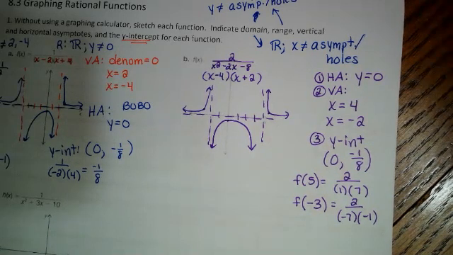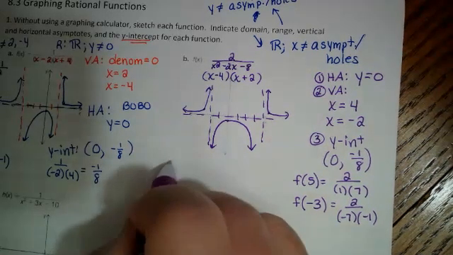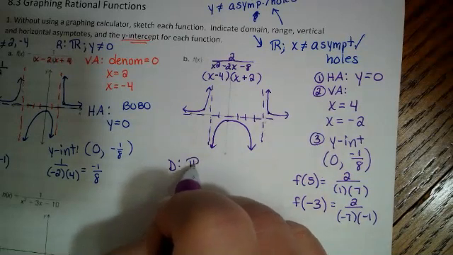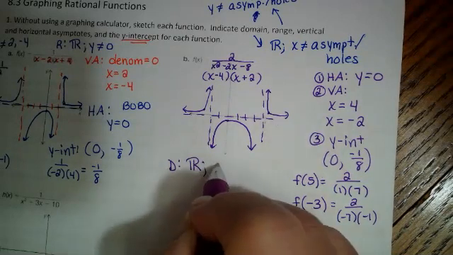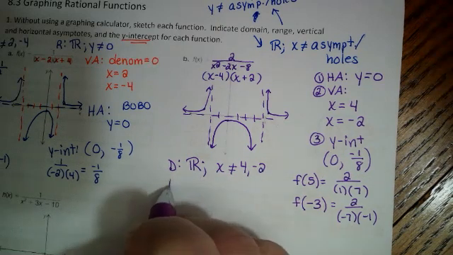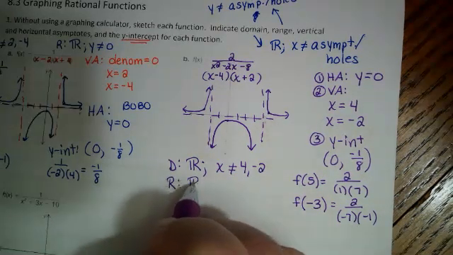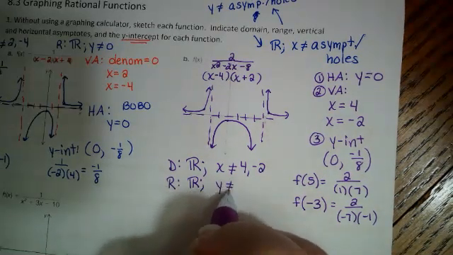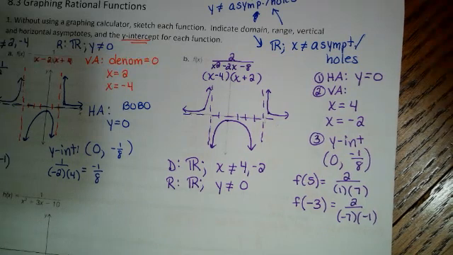Oh, we didn't do domain and range. Domain, all real numbers except for asymptotes. So x cannot be 4 or negative 2. Your range, all real numbers except y cannot be 0.